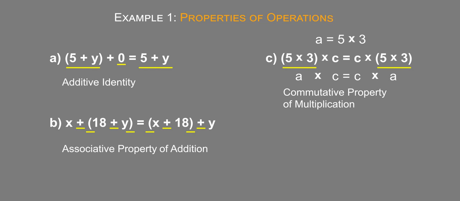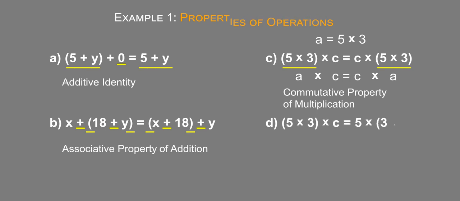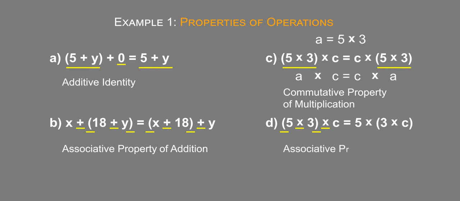With part D, we start on the left-hand side with the same thing: (5 times 3) times C equals 5 times (3 times C). So in this case, the parentheses moved from 5 times 3 to 3 times C, but the order remains the same. The order remains the same, the parentheses move, and that is again the associative property. But in this case, instead of it being addition, we're looking at multiplication.